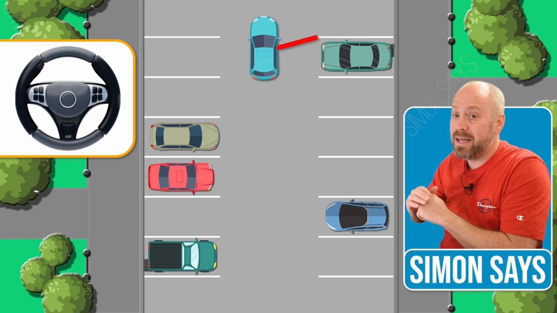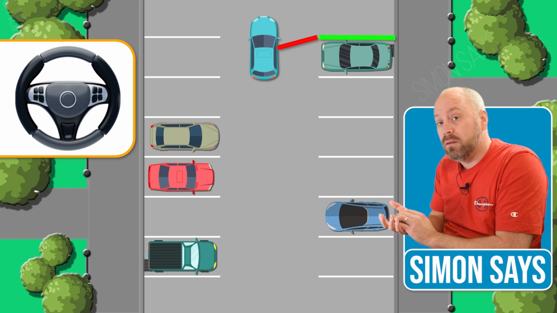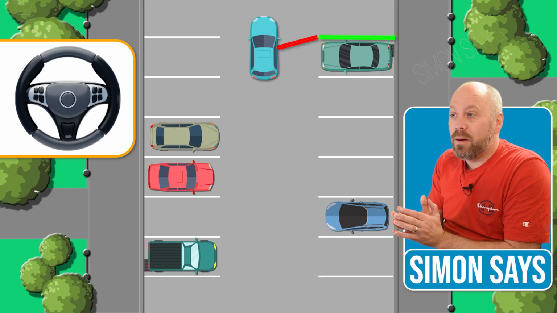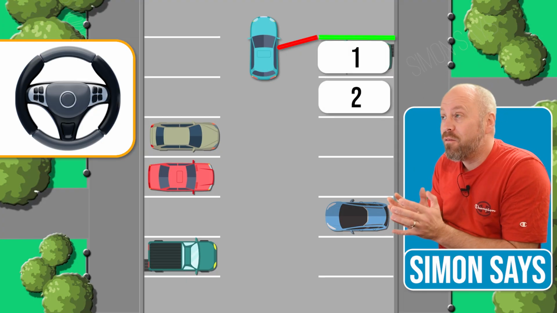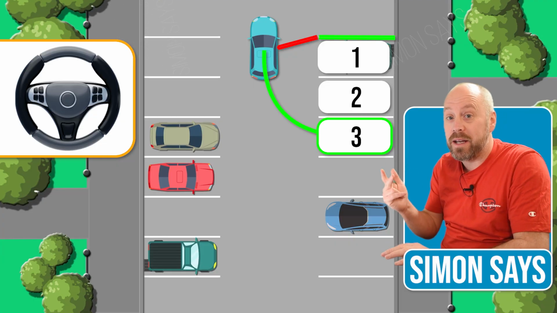Now if we select this line, basically when we full lock the wheel, the vehicle will end up in the third bay back from this line. So bay 1, bay 2, bay 3.